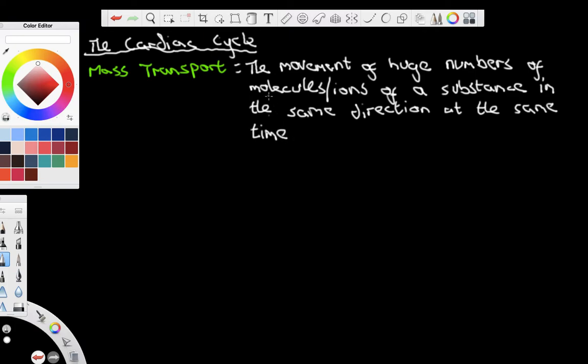So mass transport is the movement of huge numbers of molecules or ions of a substance in the same direction at the same time. The cardiac cycle is how the heart completes its role as a mass transport organ.